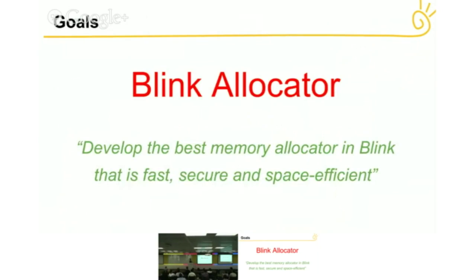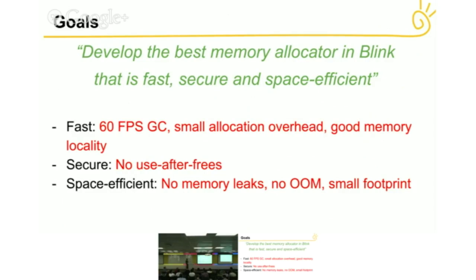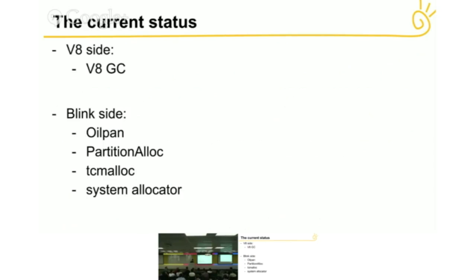So what's the goal of the Blink Allocator? Our goal is to develop the best memory allocator in Blink that is fast, secure, and space efficient. More specifically, fast means 60 FPS GC, small allocation overhead, and good memory locality. Secure means no use after free. And space efficient means no memory leaks, no out of memory, and small footprint. So this is our goal.